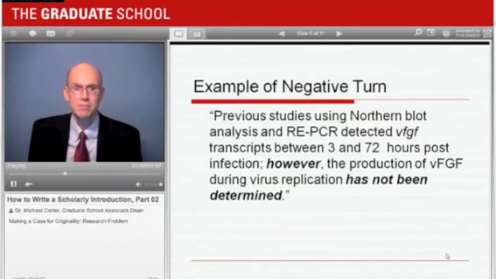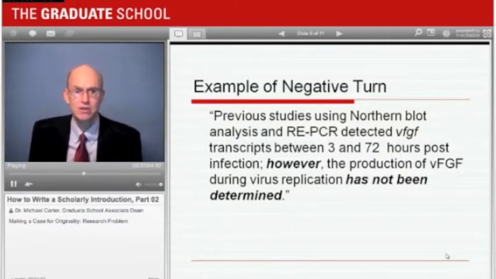And here's an example. Previous studies using northern blot analysis and RT-PCR detected VFGF transcripts between 3 and 72 hours post-infection. However, and of course that is a negative turn, however, the production of VFGF during virus replication has not been determined. You can read this as a research problem, and it is marked by that negative turn. It describes what has not been done.